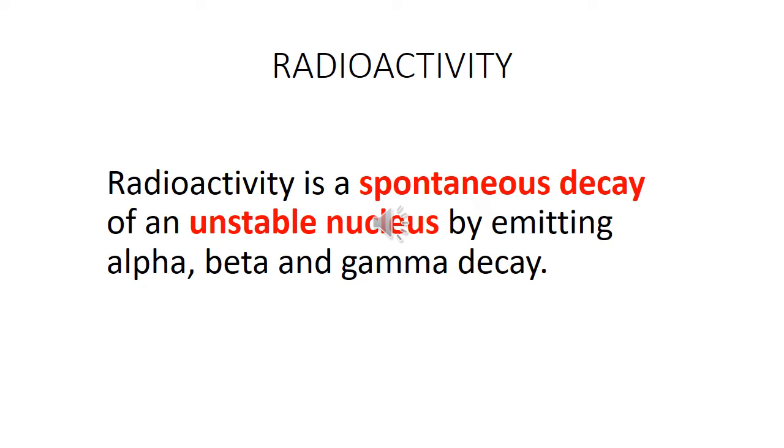Since it is also random, it is not affected by temperature or pressure. So, this radioactivity is a spontaneous decay of what? Of an unstable nucleus. When we talk about the unstable nucleus, it usually happens to heavy atoms with heavy nuclei. And when this radioactivity happens, this nucleus will emit alpha, beta, and gamma decay. The unstable nucleus, we call it the parent nucleus. It will decay and give a daughter nucleus. So here we got a mother-daughter relationship. Quite interesting, huh?